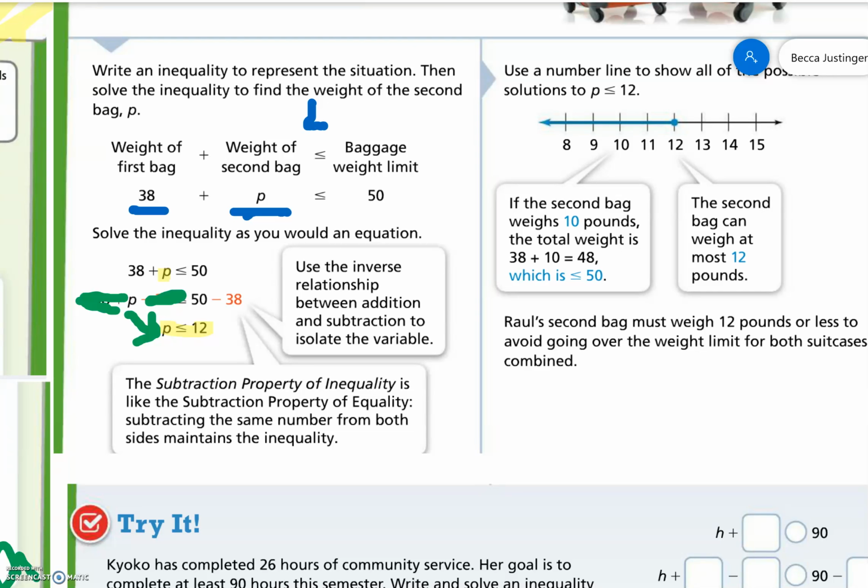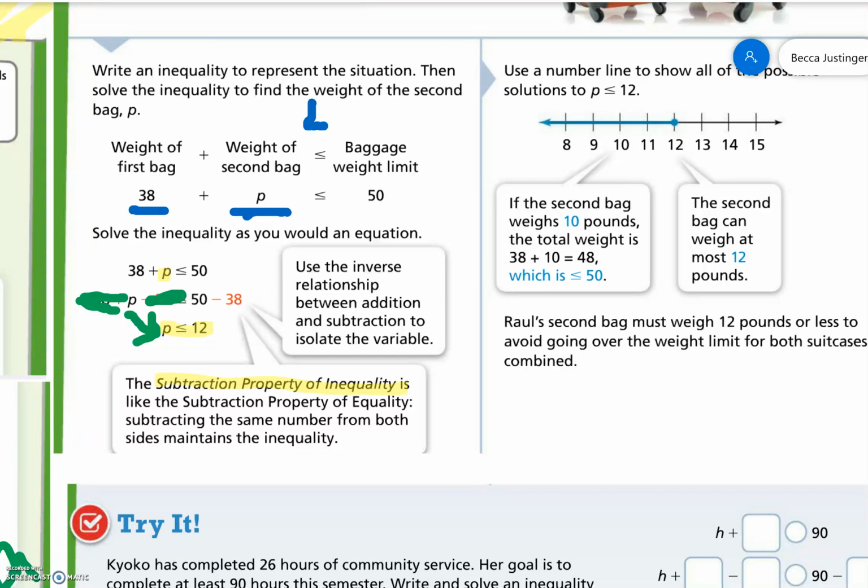So we use the inverse relationship between addition and subtraction to isolate the variable. And the subtraction property of inequality is like the subtraction property of equality. Subtracting the same number from both sides maintains the inequality.